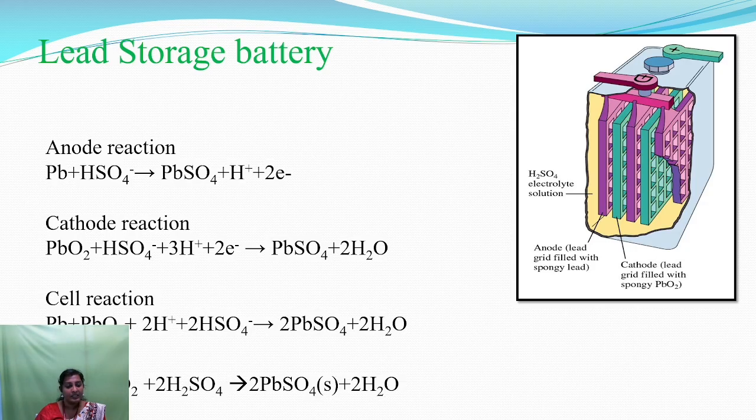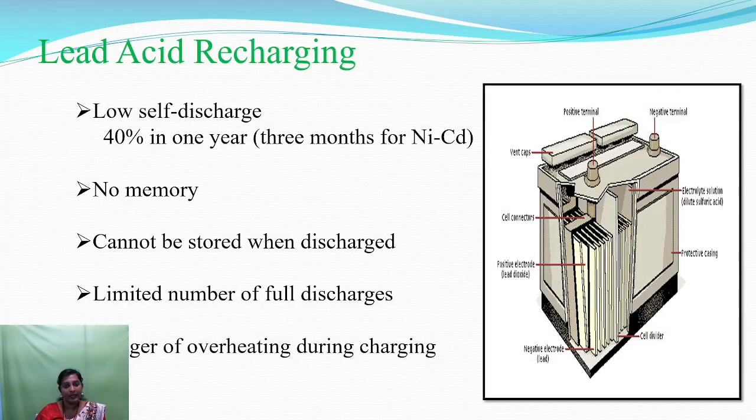Then the cell reaction is Pb plus PbO2 plus 2H+ plus 2HSO4- gives 2PbSO4 plus 2H2O. The overall cell reaction is Pb plus PbO2 plus 2H2SO4 gives 2PbSO4 plus 2H2O. This is the lead acid rechargeable battery.